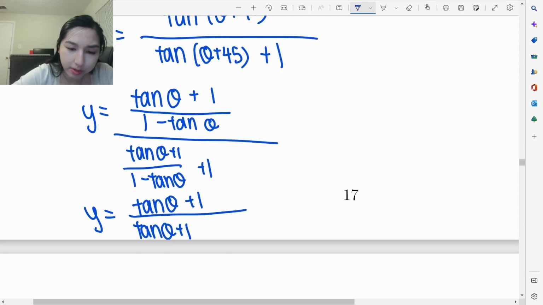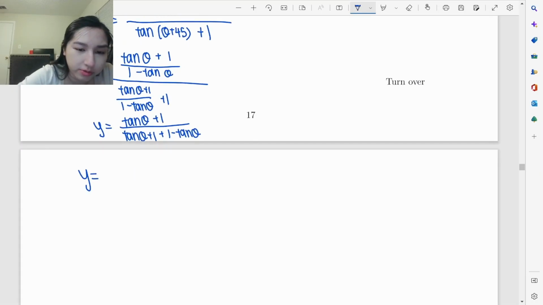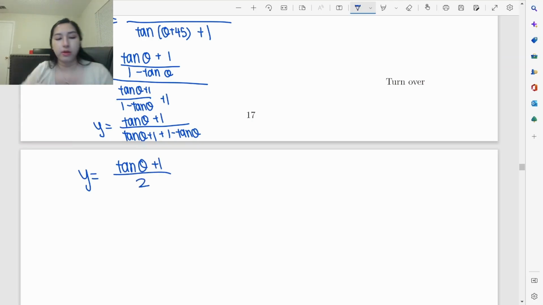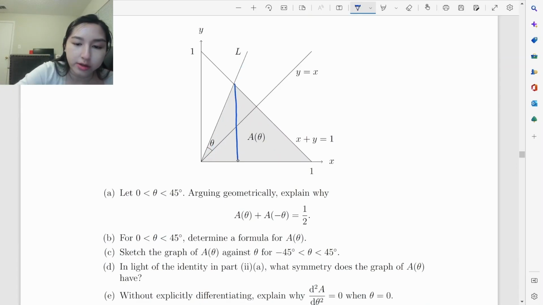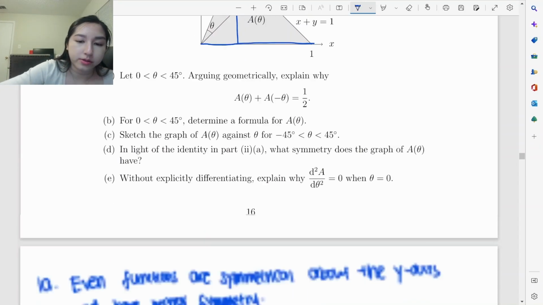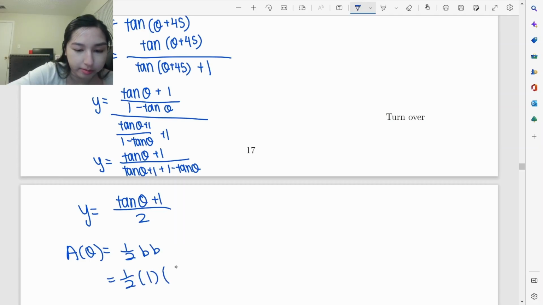It's going to be tangent theta plus 1 over tangent theta plus 1 plus 1 minus tangent theta. Did I mess up something? Oh yeah, no, that's right. I'm running out of space. y would equal tangent theta plus 1 over 2. Alright, so we now know y. Basically, to find the area of the triangle, A theta is half times base times height, which equals half times 1 times tangent theta plus 1 over 2.